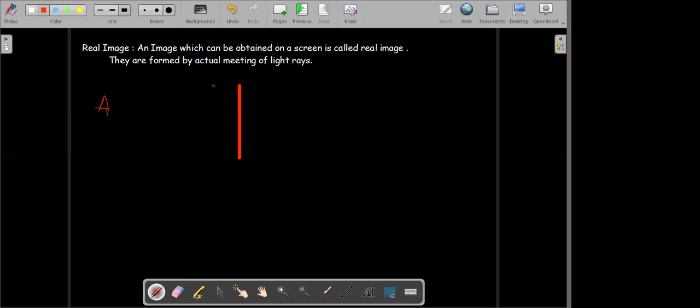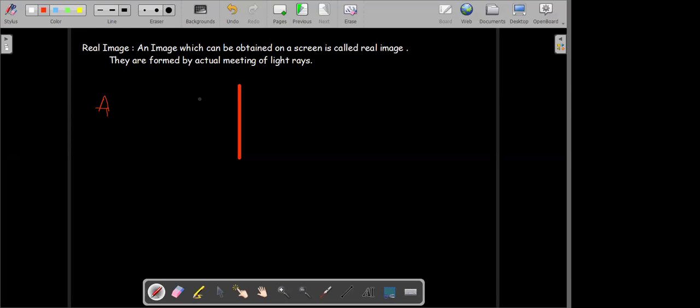Yes or no? Yes, sir. If I write a letter A in front of the mirror, will I be able to see this in the mirror or not? Yes, I will see the letter A in the mirror. All right. But when the picture forms, it will be reversed, right?